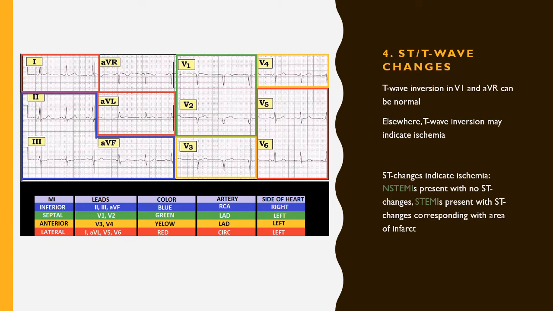The location of the ST elevation corresponds roughly with the part of the heart that's being affected. The inferior leads correspond to the right coronary, the left lateral leads correspond to the circumflex, the anterior leads, in this case including V1, because recall that V1 is technically a right-sided lead, indicate the left anterior descending. On a side note, T-wave inversion is concerning for non-specific ischemia, but in V1 and AVR is usually normal.